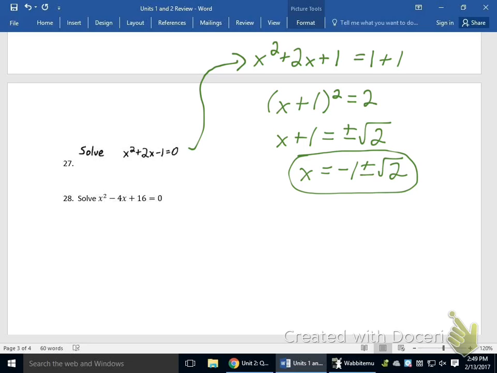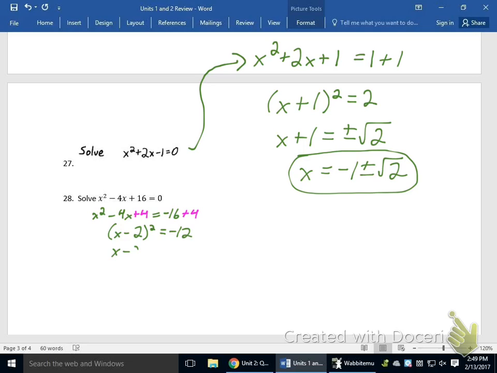For number 28, similar story. Just this one's going to give me an imaginary answer. I'm going to first kick the 16 to the right. Now I'm going to take half of negative 4, which is negative 2. Square it, I get positive 4 to complete my square. So plus 4 plus 4. Now on the left-hand side, I get x minus 2 squared equals negative 12 on the right.